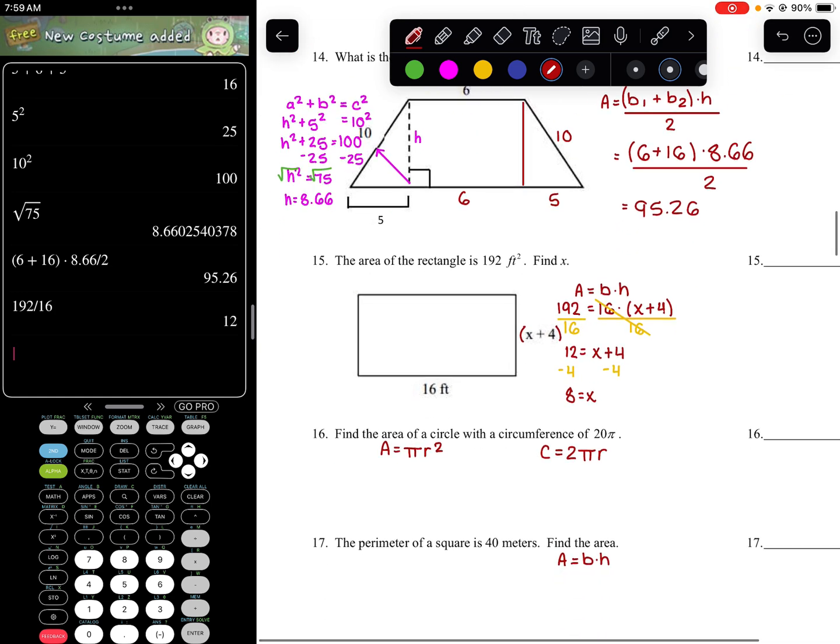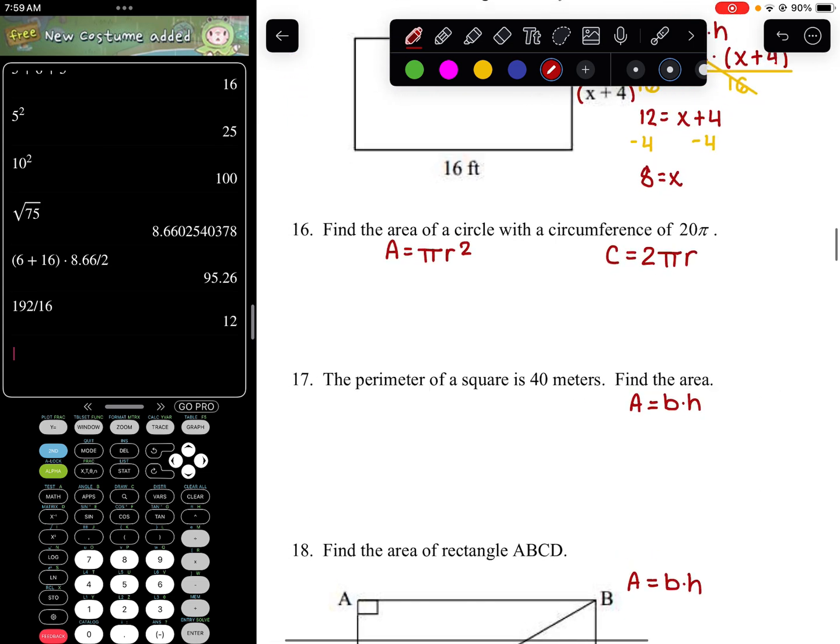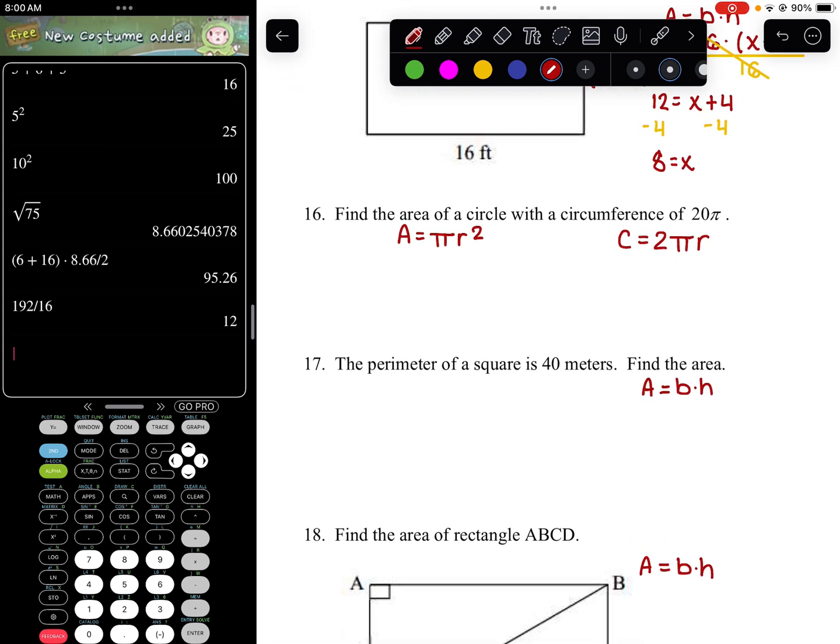These next couple questions bring us back to circles. Go ahead and write down your area of a circle formula as well as your circumference formula. If it says that the circumference is 20 pi, go ahead and set 20 pi equal to your circumference formula. Notice there is a pi on the left and a pi on the right. Let's go ahead and cancel them out. To get r completely alone, let's go ahead and undo 2 times r by dividing by 2, which is how we get that r is 10.